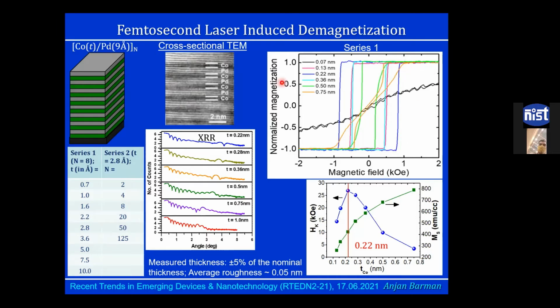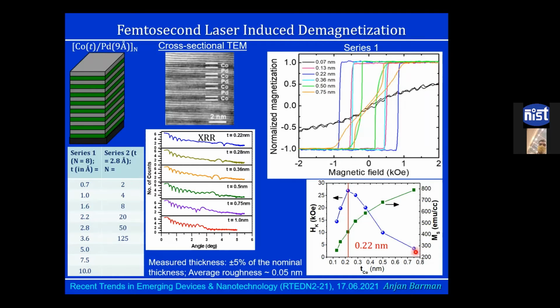These are the static MOKE measurements, which show the magnetic hysteresis loop of samples with varying cobalt layer thickness. And you can see that it goes from a square loop to a very strange looking loop, and then finally a hard axis like loop. And we did all the analysis to find out the anisotropy. We showed you how we can extract the anisotropy from the hysteresis loop.